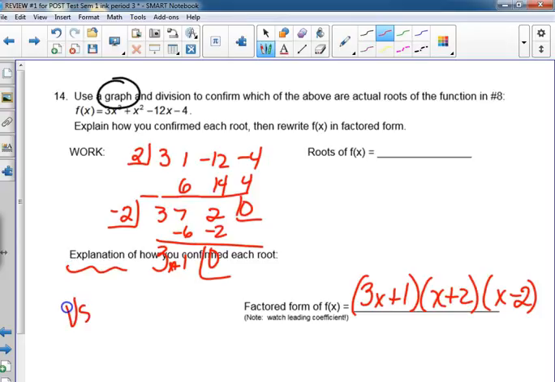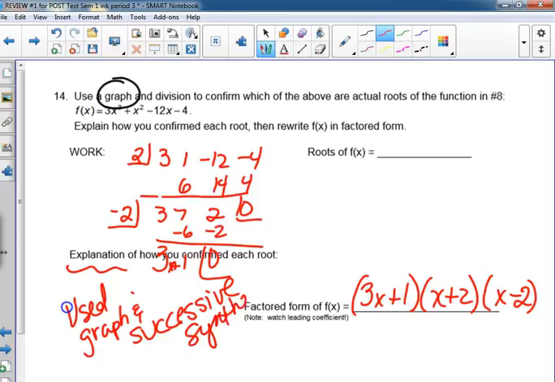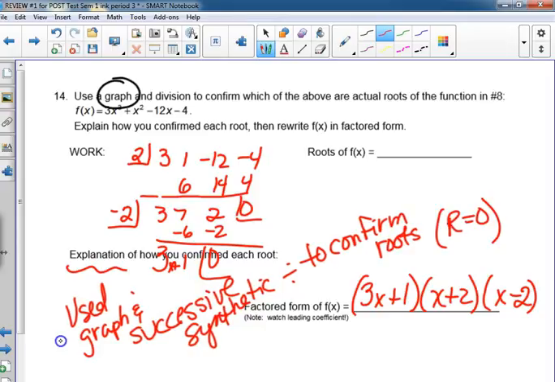Explanation: used graph and successive synthetic division to confirm roots. And what was the confirmation? How did I know it worked? The remainder was 0, right? Oh, we're supposed to write the roots up here. -1/3, -2, and +2, right?